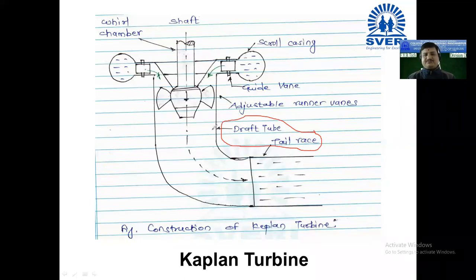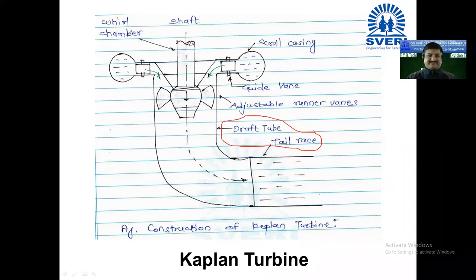I have shown the draft tube in the video also, to clear that doubt about the diameter. Yes, the pipe which is utilized to take the water outside from the turbine and which has an increasing diameter. So the draft tube is utilized to take the water towards the tail race, and the tail race is nothing but a place where the used water is sent towards the next decided place.